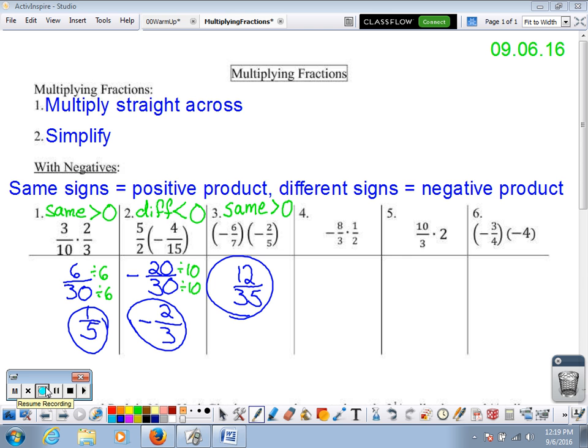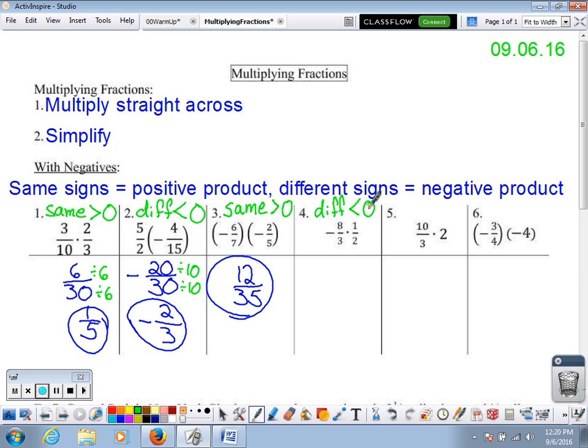Okay, so let's take a look now at number 4. Number 4, I have negative 8/3 times a half. Now before I think about those numbers, what are we going to consider first? What have we been looking at? Very good. We've been looking at the signs. Positive, negative. Are they the same or are they different? Well, are these the same or are they different? They're different. So what does that mean about the product? It is going to be negative.